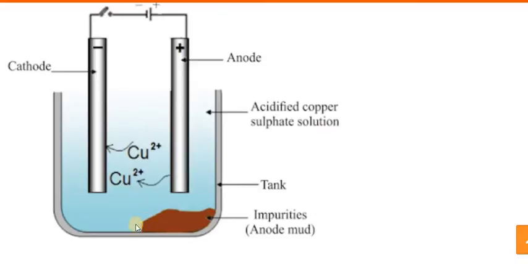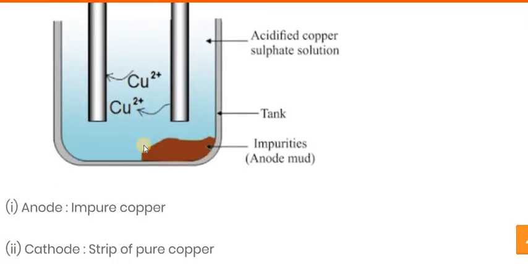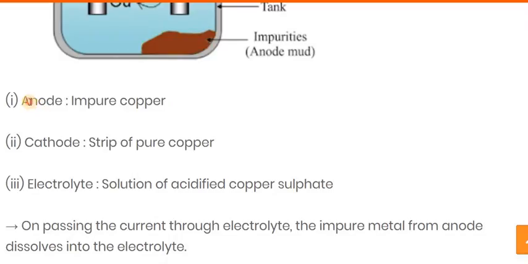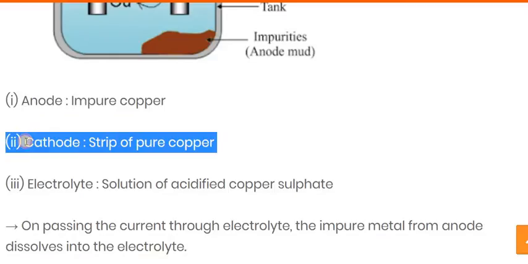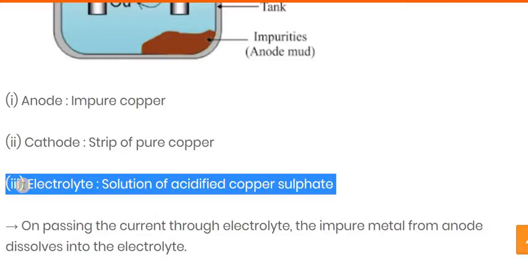This is the anodic mud. Whatever impurities are present in the copper settle down at the bottom of the anode when we pass electricity in the cell, that's why it is known as anodic mud. Let's see in detail. As I told you, on the anode the impure copper metal is taken, on the cathode a strip of pure copper, and the third one is the electrolyte. In that, a solution of acidified copper sulfate is taken.